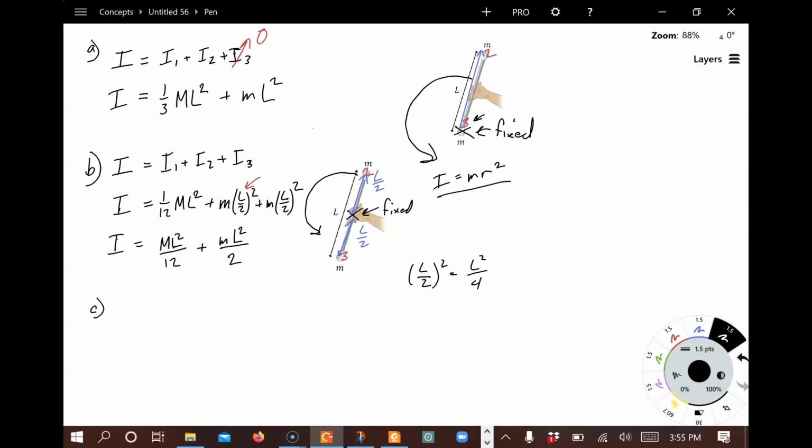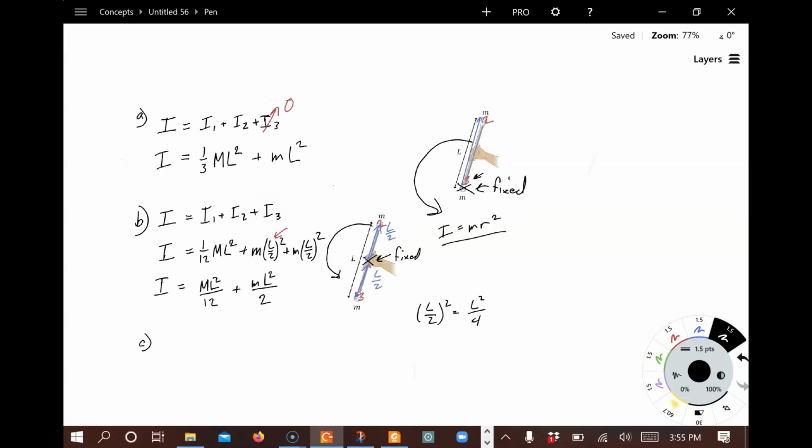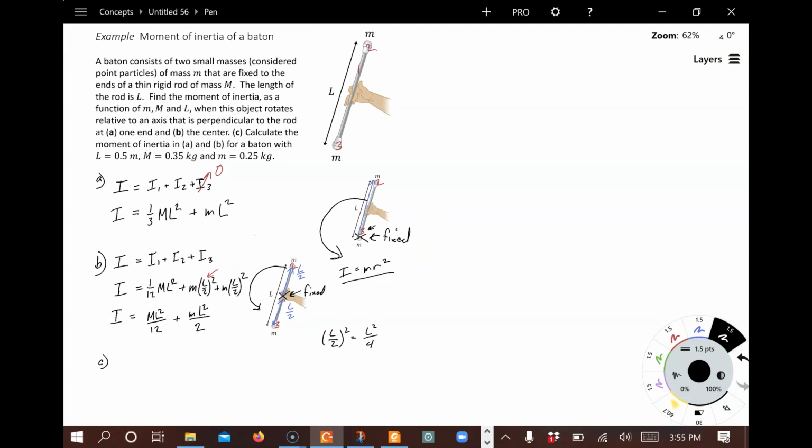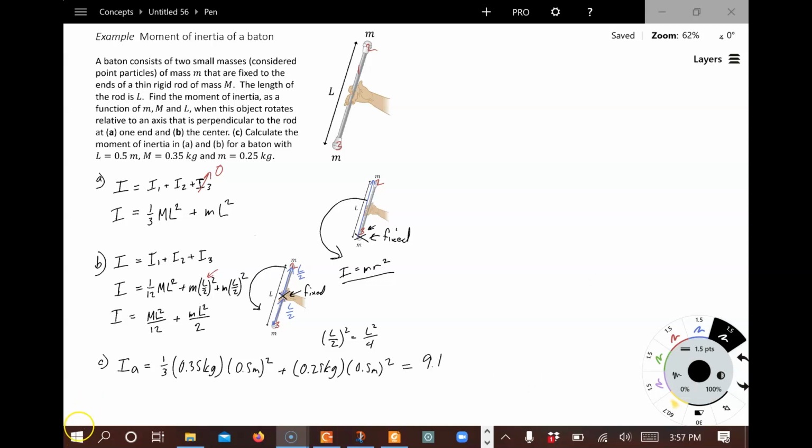Now for part C, we're going to evaluate the moment of inertia in case A and case B when L is 0.5 meters, capital M is 0.35 kilograms, and little m is 0.25 kilograms. Let's plug these values in. For case A, we have 1/3 capital M times L, which is 0.5 meters squared, plus little m, 0.25 kilograms, times L squared, 0.5 meters squared. We can solve for that, and it comes out to 9.17 times 10 to the minus second, and the units for moment of inertia are kilograms times meters squared. So we get that for A.